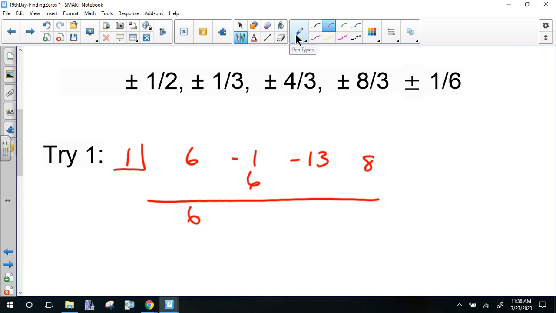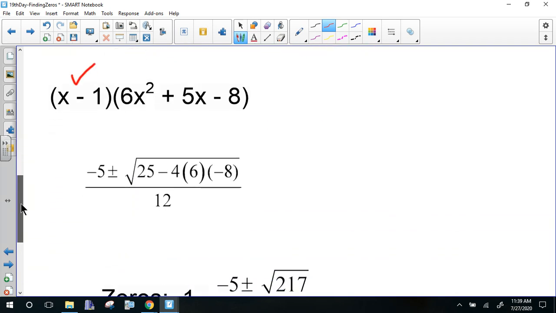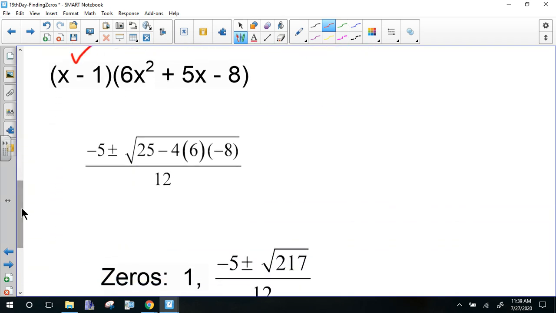1 times 6 is 6, we add. 1 times 5 is 5, we add. 1 times negative 8 is negative 8, and we add. So 1 is a 0. That means x minus 1 is a factor. And now I've got 6x squared plus 5x minus 8 left. Are there factors of negative 48 that add up to give me 5? No. So we have to use quadratic formula.